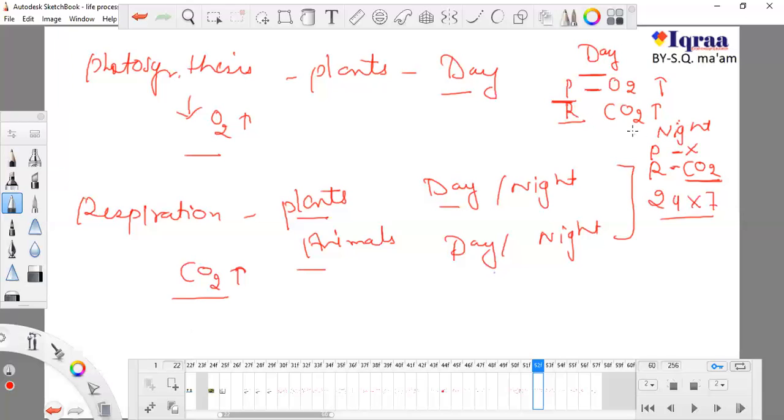Okay, the basic thing which I'm telling you is that at night time there is no photosynthesis, so there is no oxygen at all. There is no oxygen in night time near plants. There is no oxygen production at all during night time. But at night time, as there is no light, there is no limitation for respiration. Respiration can go on 24/7, and at that time the plant will produce only carbon dioxide.